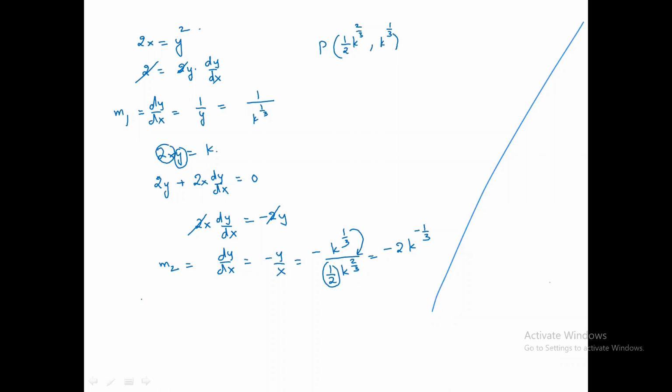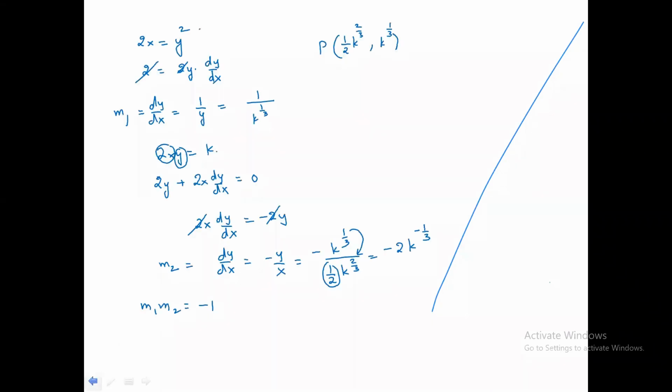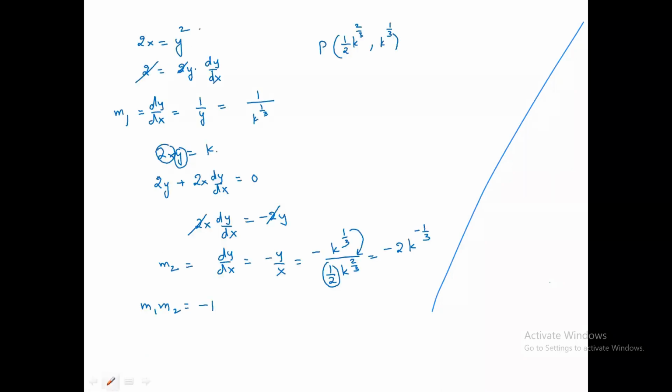Because the tangents are perpendicular, m1 and m2 must be equal to minus 1. So I will take m1. What did I get for m1? 1 by k power 1 by 3. So 1 by k power 1 by 3 into m2. What did I get for m2? Minus 2 into k power minus 1 by 3, or I can write this also as minus 2 by k power 1 by 3. I can take this one down. So I will write minus 2 by k power 1 by 3.